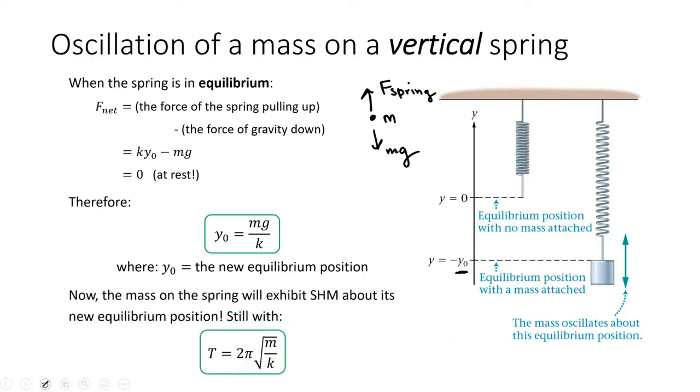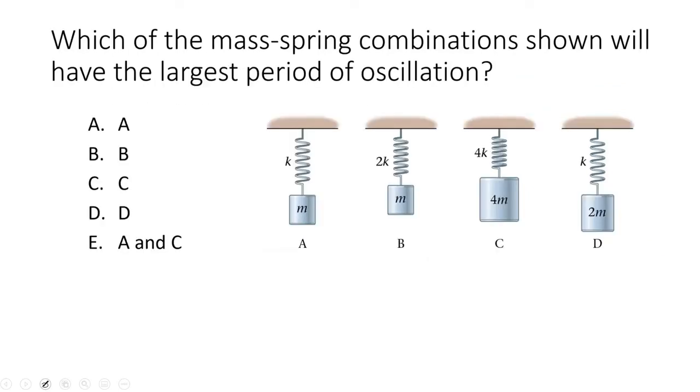All right, and then once you have figured out your new equilibrium position, basically you can treat it exactly the same as you treated your mass on a horizontal spring. So it will still exhibit simple harmonic motion with the same period, 2 pi times the square root of m divided by k. It's going to oscillate around this new equilibrium position. So its new amplitude would be some maximum and minimum distance below or above that new equilibrium position. All right, so with that in mind, let's do a little practice problem here.